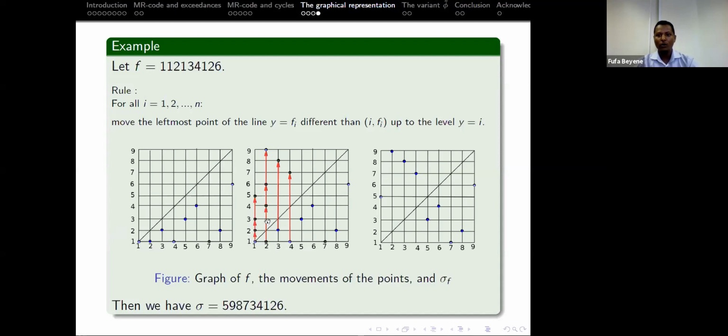So we follow this procedure to come up with this resulting graph, and this graph is the graph of permutation sigma given by this one. So we have this to reverse the action of our construction given in the above proposition.